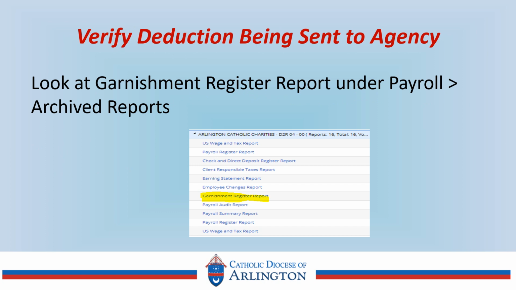You can also check the garnishment register report in your archive reports. This report will not only provide you with the amount being deducted, it will also provide you with the agency that the payment is being sent to. Remember, you are the point of contact for the employee and the agency regarding any garnishments. Please do not forward your employee or the garnishing agency to payroll support. Please do call us directly if you are unable to answer any questions from employees, and we will assist you in answering those questions.